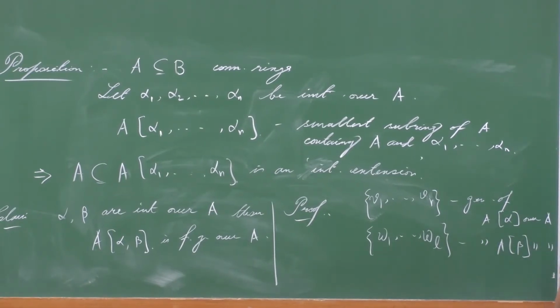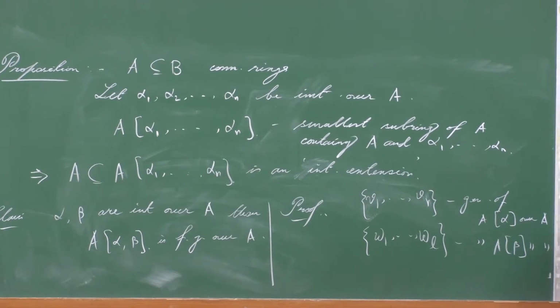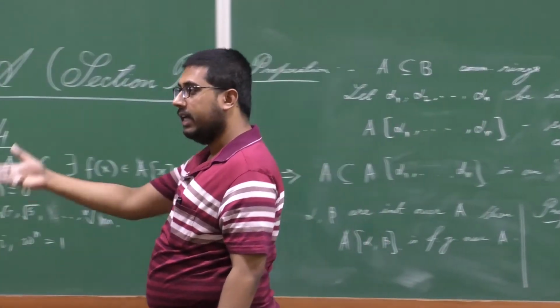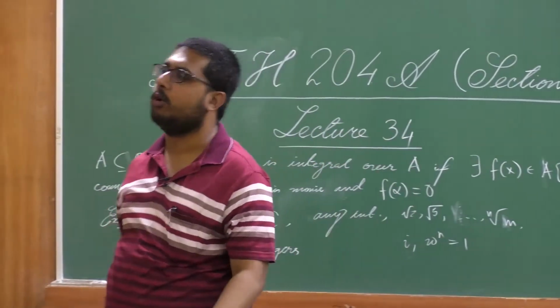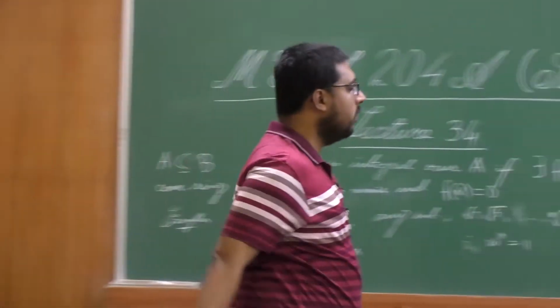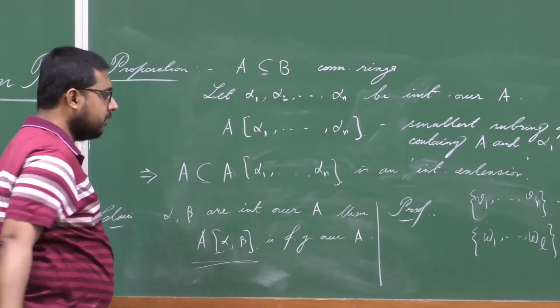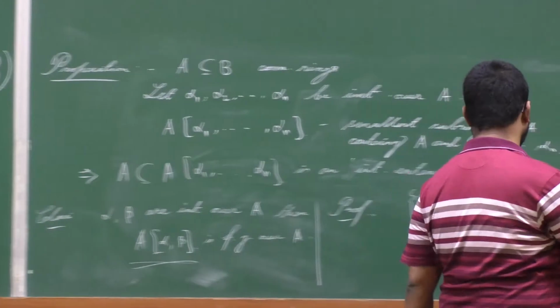So what was A[alpha]? A[alpha] consists of precisely all polynomial expressions in the element, which can be expressed as a polynomial in alpha, in loose terms, right? So then it is very natural to guess what is going to be this. Let me give you a quick argument.